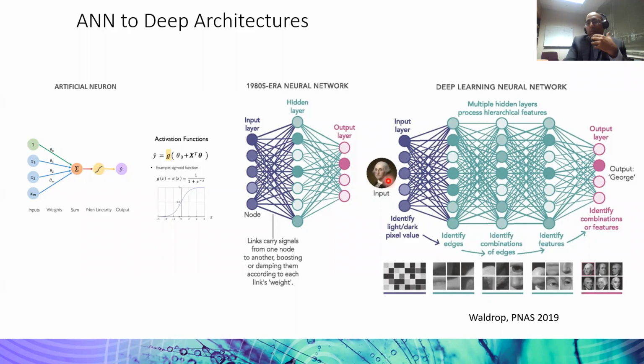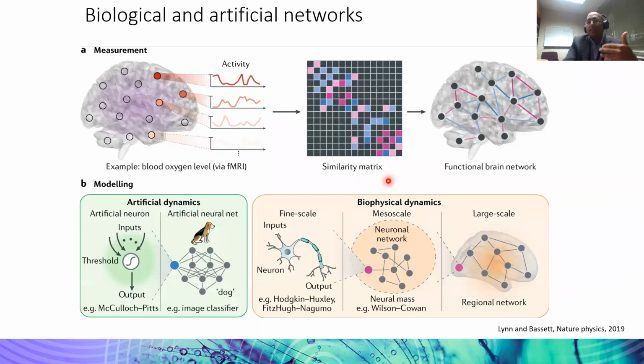So, what are the parallels between the biological network that the brain is and, for example, the artificial neural network that I was talking about? On this panel, what I have is a brain with certain brain regions that I was talking about, where each brain region will have millions of neurons in it.